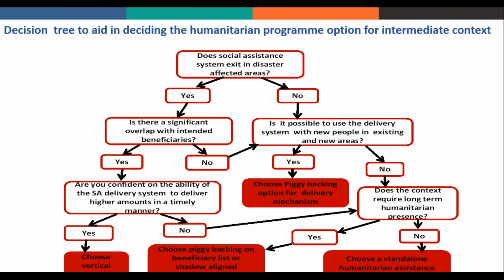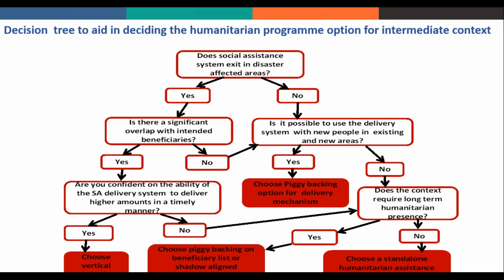I'll quickly run you through a decision tree. You can find it in the guidance note as well. We have decision trees like this for all the three contexts: basic, intermediate, and advanced. This particular decision tree is from the intermediate context, just to run you through quickly.